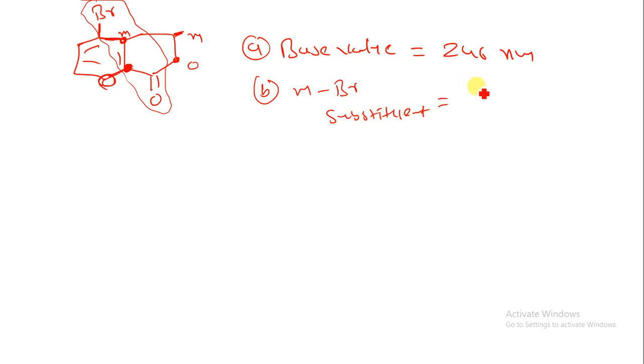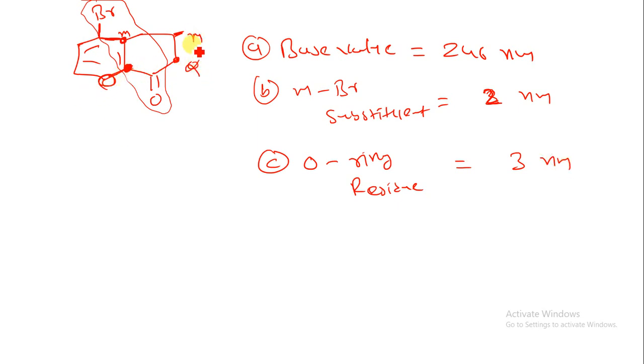So I have to add 3 nanometer for meta substituent. Second one, that is ortho ring residue. Okay, 2 nanometer for the meta Br, and for ortho ring residue I have to add 3 nanometer. Okay, so that is our another thing.